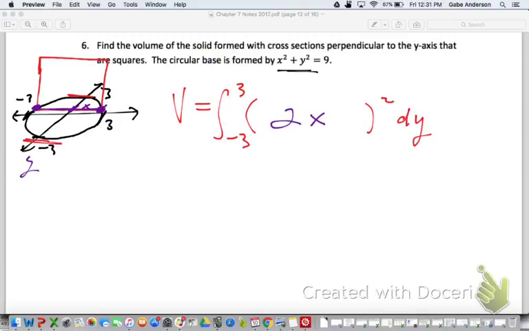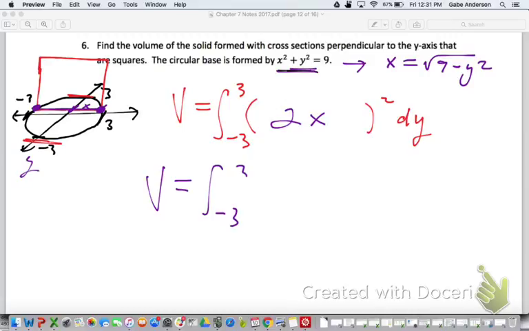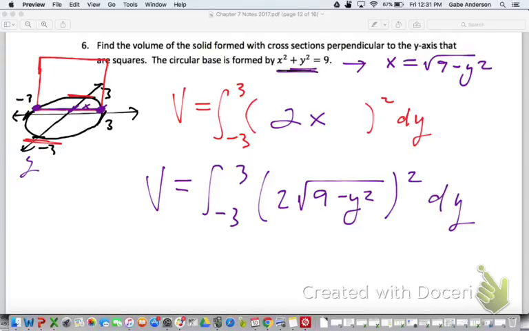So 2x is your full side length, but we don't want that x there. What could I do to get rid of the x and have just a y? Solve for y. That's right. So if I solve for x, I get x equals root 9 minus y squared. So my final answer, at least as far as setup goes, would be integral from -3 to 3 of 2 root 9 minus y squared, all squared, dy. So it's simply side squared in there. The issue is simply going to be with stuff like this, figuring out what the side length is.